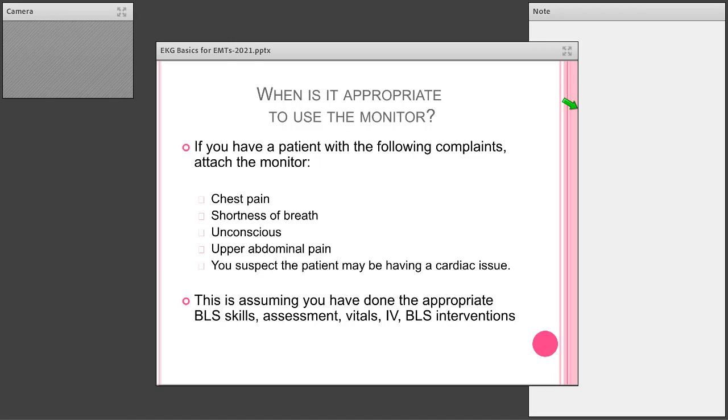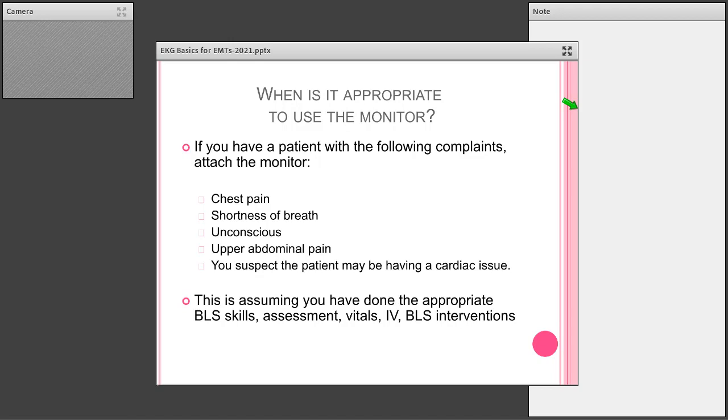If your patient has chest pain, shortness of breath, if they're unconscious and you don't know why, if they have upper abdominal pain, sometimes called upper epigastric pain, or if you think the patient may be having some cardiac issue but they're not necessarily complaining of the standard signs and symptoms. So if they have extreme fatigue, some backache, some fluttering in their chest, they just don't feel well, they have a cardiac history, or they have a significant family history, those are all reasons that you would want to attach a cardiac monitor to your patient.